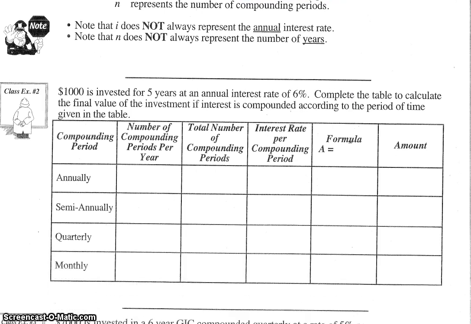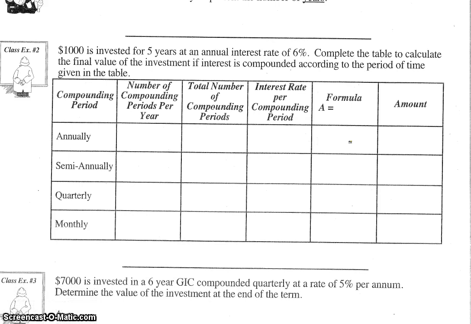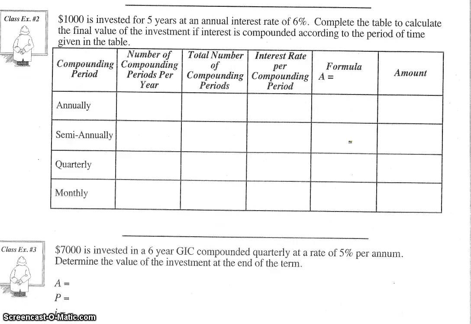So example number 2, $1,000 is invested for 5 years at an annual interest rate of 6%. Complete the table to calculate the final value of the investment if interest is compounded according to the period of time. So we're going to switch up how it's compounded, and you guys can see how the formula changes as a result. So if we're compounding annually, the number of compound periods per year would just be 1. And over a period of 5 years, that would make the total number of compound periods 5, right?